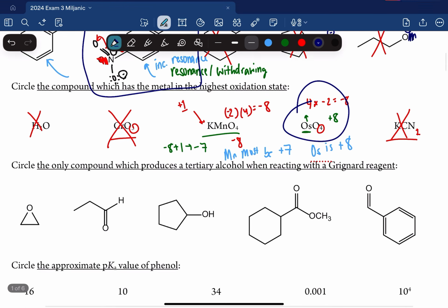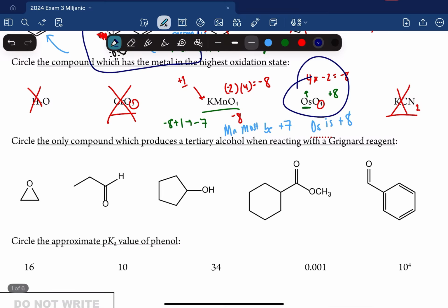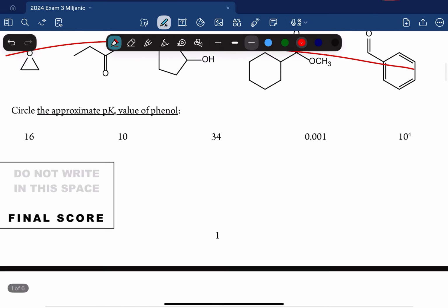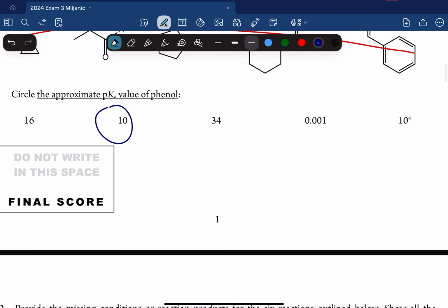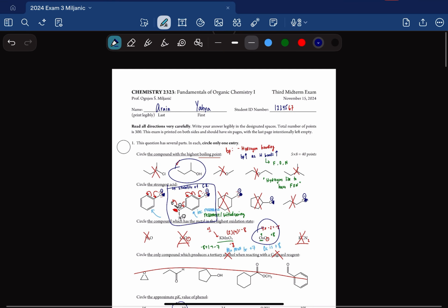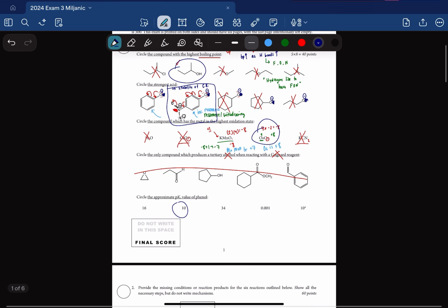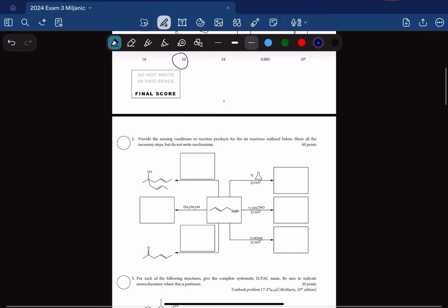Okay. Now this one here says circle the only compound which produces a tertiary alcohol when reacting with the Grignard. So he said you guys don't need to worry about Grignard and alcohol, so we will skip this. And then circle the approximate pKa value of phenol. So this is one you just have to know. Phenol's pKa value is around 10. So that's the first page done there. Looks a little messy, but hopefully yours is cleaner.